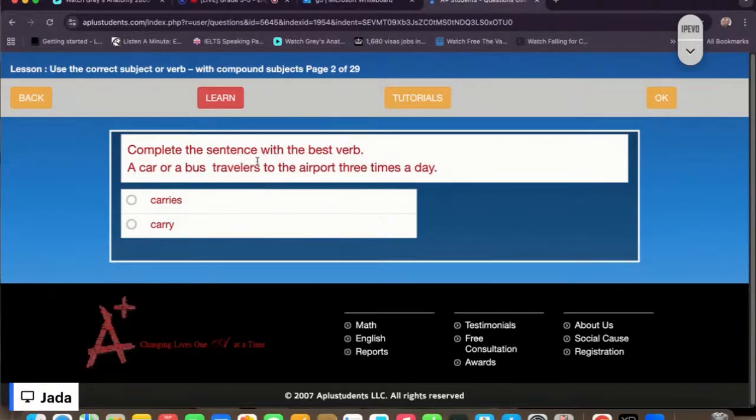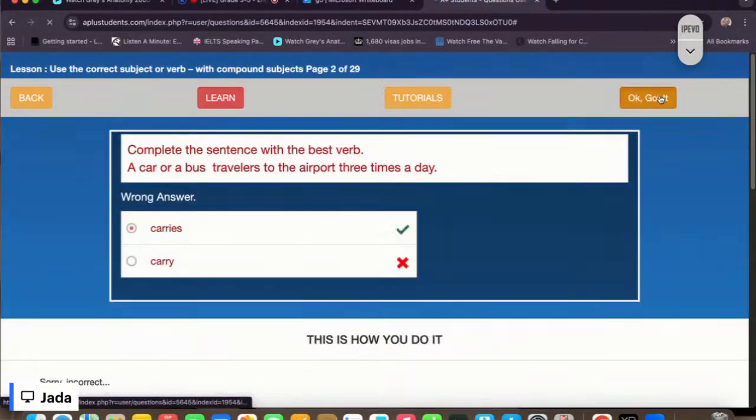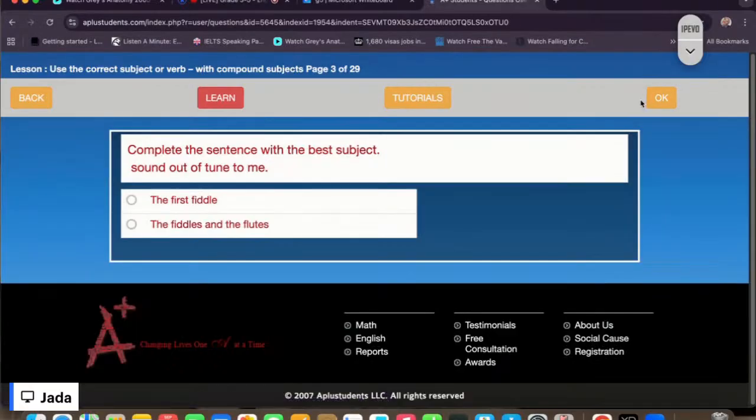So the verb here is what? A singular verb. So what are we going to have here? Carries, okay? Dash sound out of tune to me. First or second?